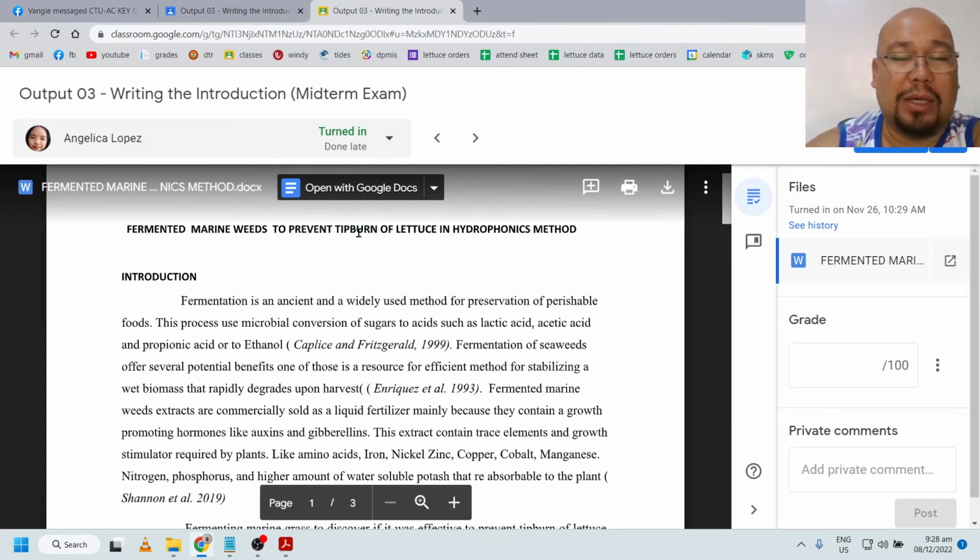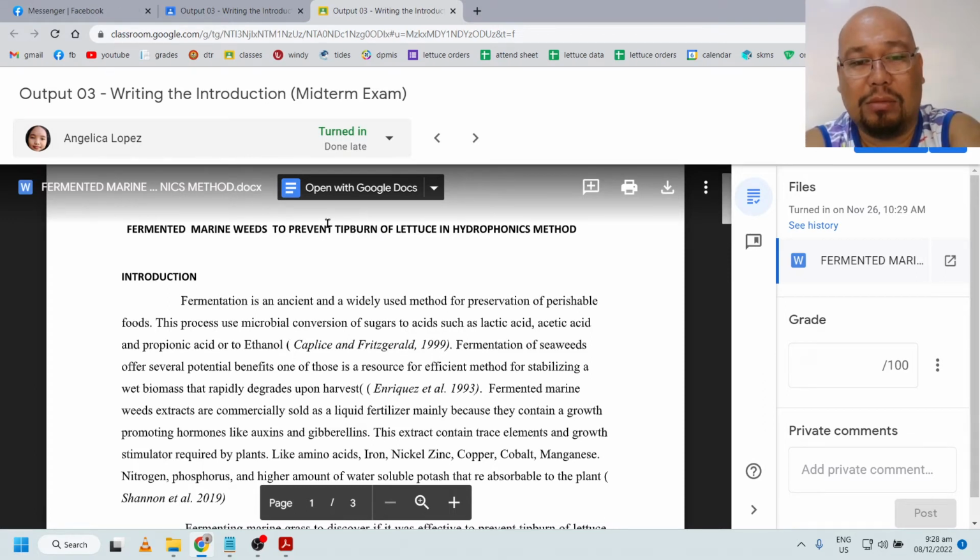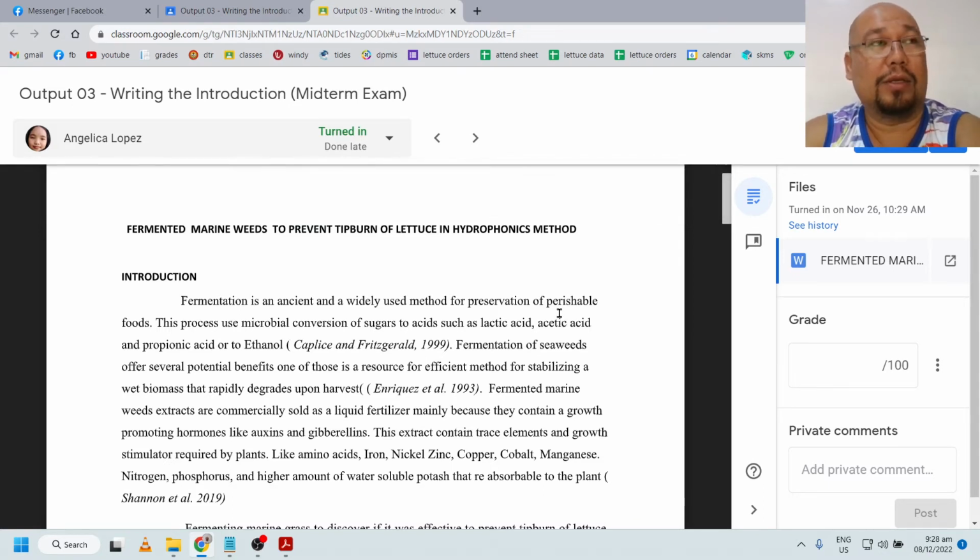Dapat pagsugod pa lang daan na sila tip burn daan, no? All of them has tip burn in this batch. Instead, ayaw lang siguro i-specific, maybe you just look into the effect of marine weeds on lettuce in general, no? It would be good that whatever you did in your methods, i-indicate na ninyo. Okay?